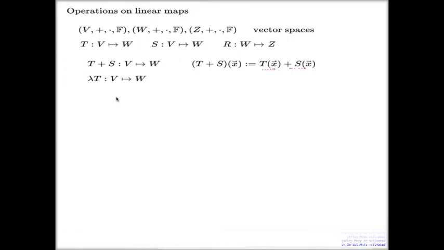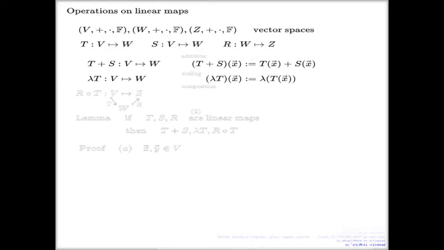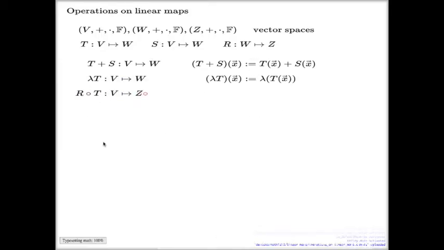Scaling of a linear map, that's how you define scaling. And the third operation, which will appear often, is the composition, that's how you write it, R circle T. And look, it's one which is a little bit more involved than just sum and scaling. That's how you define it. And these are the operations which I will need in my discussion of linear maps in a general setting.